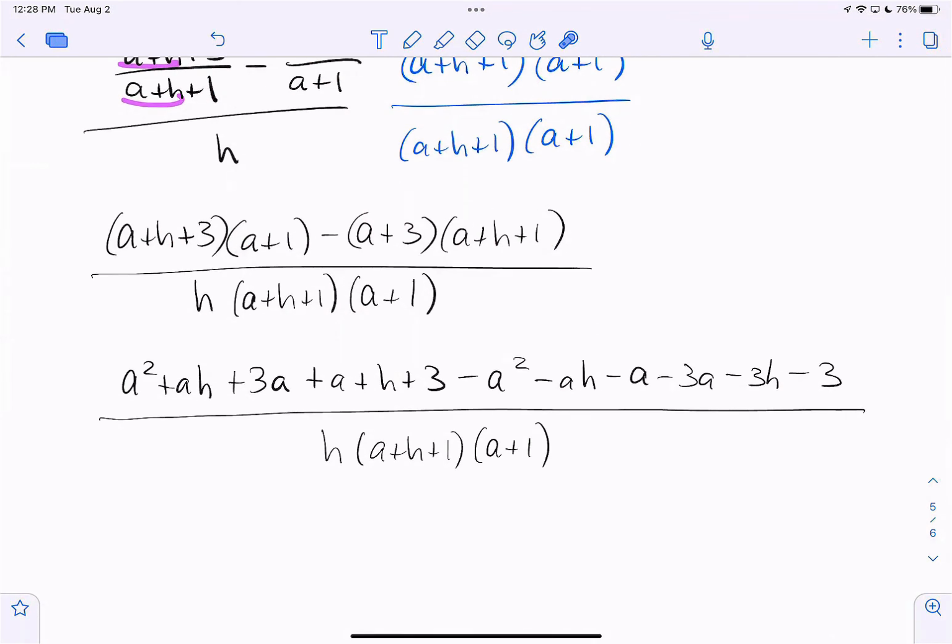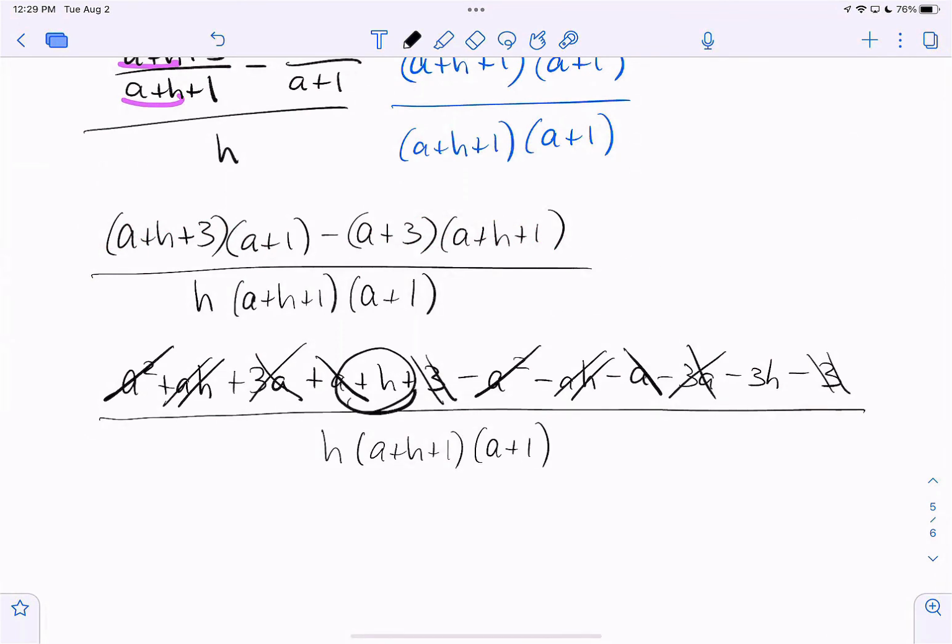Foiling, or actually distributing in the numerator, clearing the parentheses, gives me a bunch of terms, but I can see here that the a squared subtracts out, the ah subtracts out, the 3a subtracts out, a subtracts out, and finally the 3 subtracts out. What I'm left with is h minus 3h. So that gives me negative 2h divided by h times a plus h plus 1 times a plus 1.